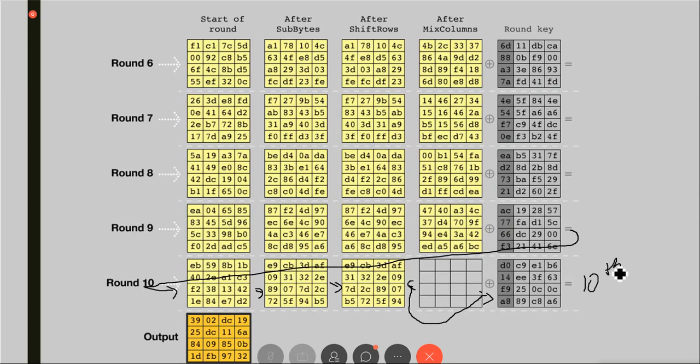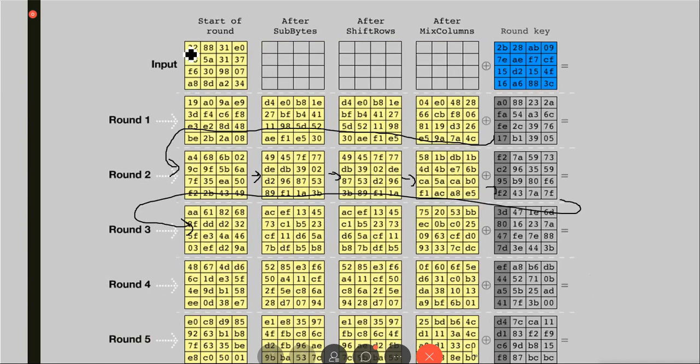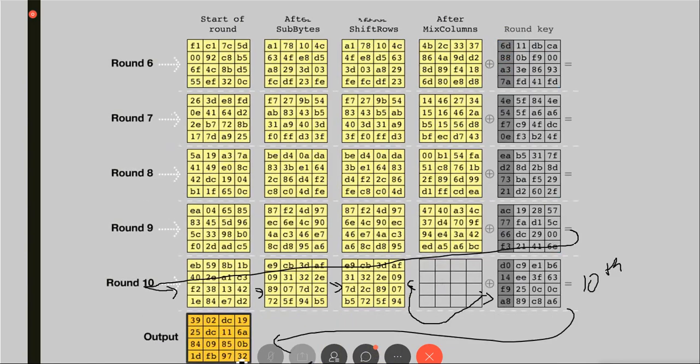Okay, this is the 10th round key. After the 9 round keys, the 10th round key gets added, and your output comes in as the cipher text. So what was 32,234 becomes 39,232 with good diffusion. Okay, now this is the AES algorithm.